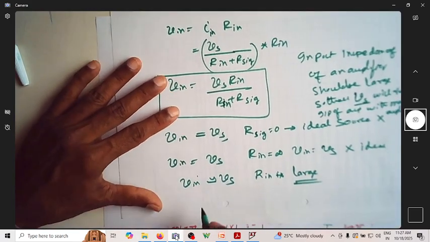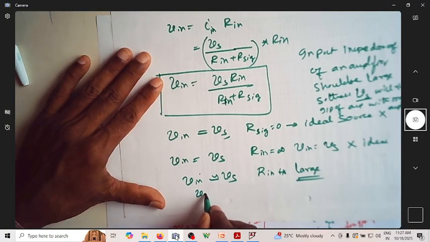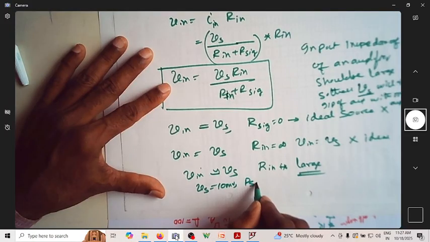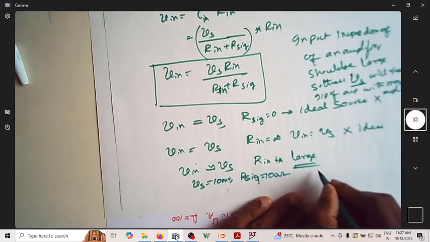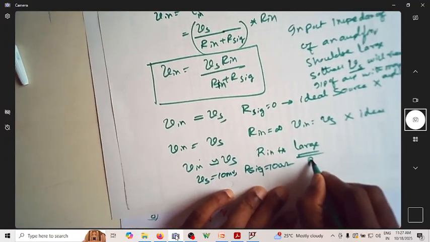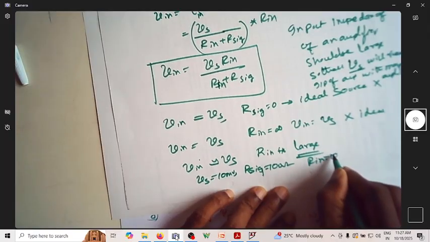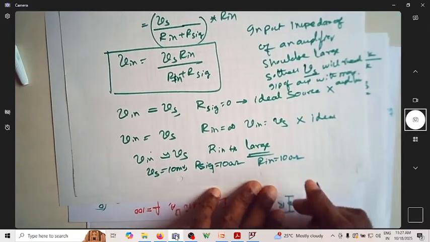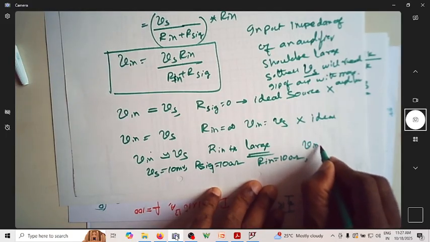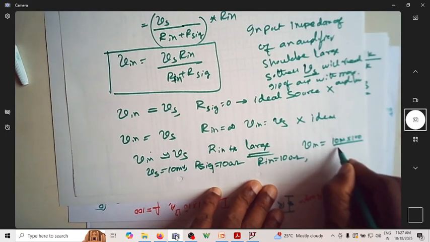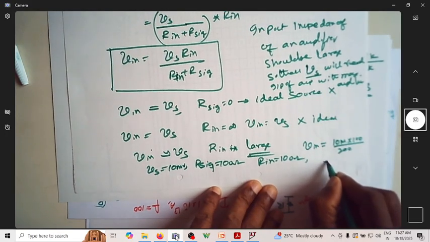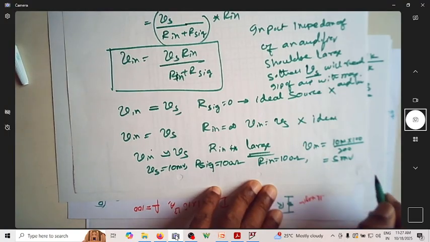So just to give an example, if Vs is 10 millivolt and our signal resistance is 100 ohm, let us see what happens if Rin is also 100 ohm. If Rin is also 100 ohm, then what is Vin? Is it not 10 milli into 100 divided by 100 plus 100, which is 200? Can you see, are you getting only 5 millivolts?